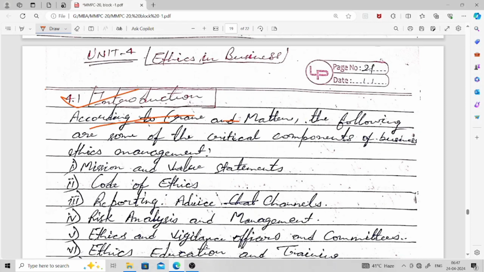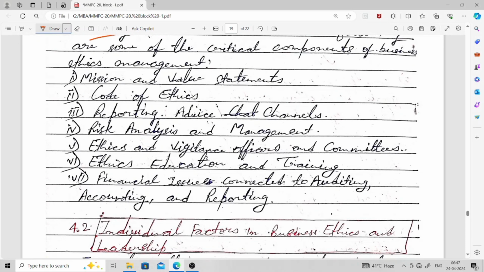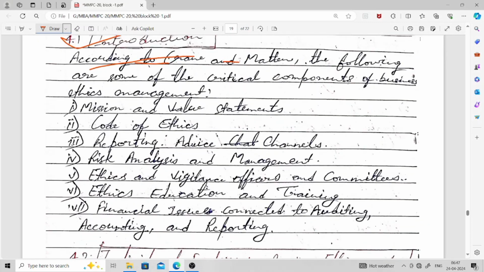Second component, that is code of ethics. Third component, that is reporting advice channels. Fourth component, risk analysis and management. Fifth, ethics and vigilance affairs and committees. Sixth, ethics education and training and finance. And seventh, financial issues connected to auditing, accounting and reporting.